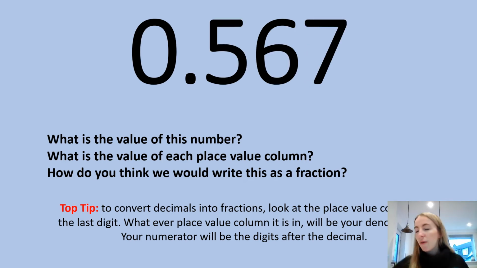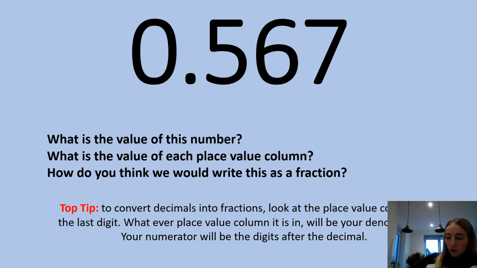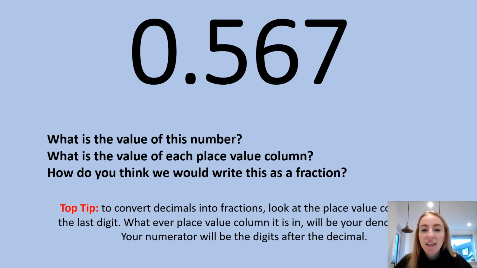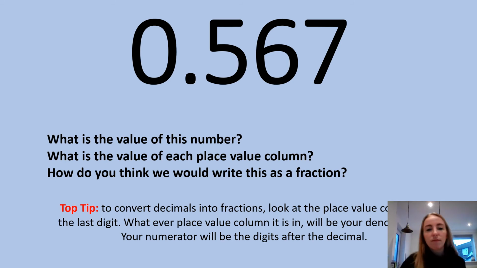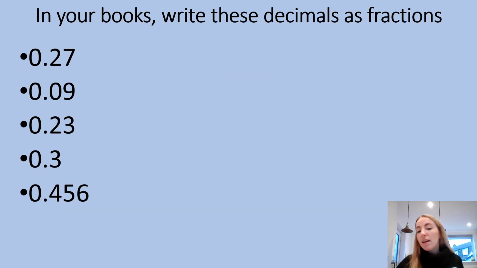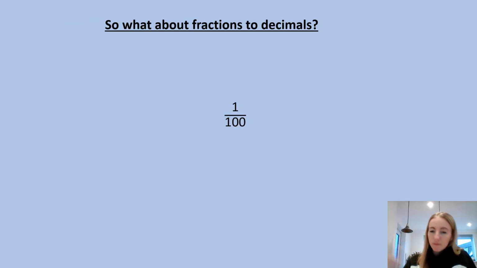So I've got 0.567. What place value is the 7 in? Because that will be your denominator. So the 7 is in the thousandths column. So you should have 567 thousandths. Okay, now if you're looking at this video at home, you can have a quick recap by doing those in your books. So what about the other way?